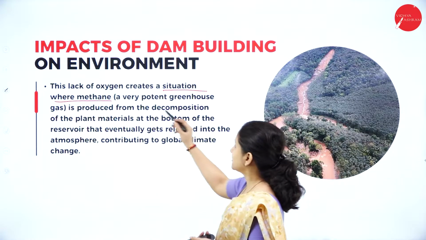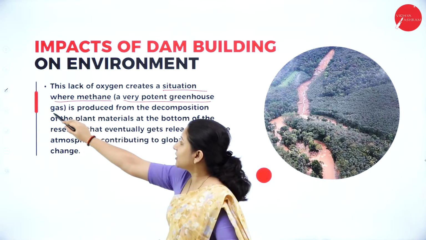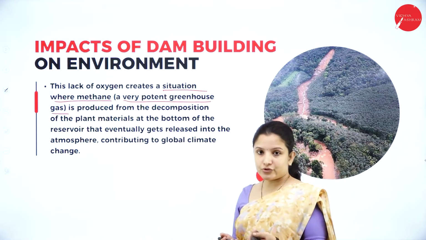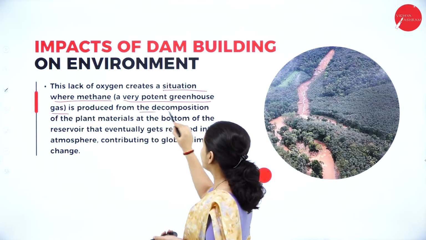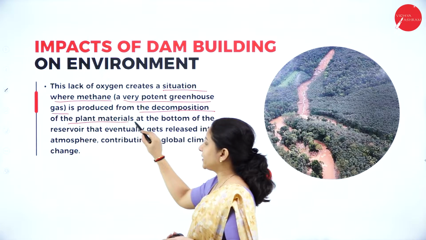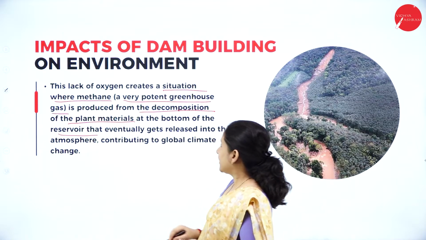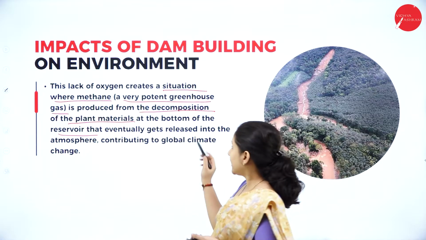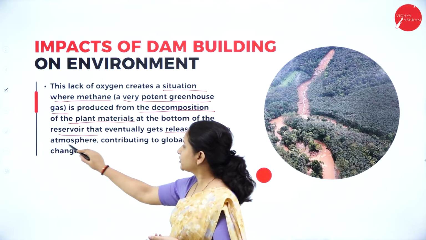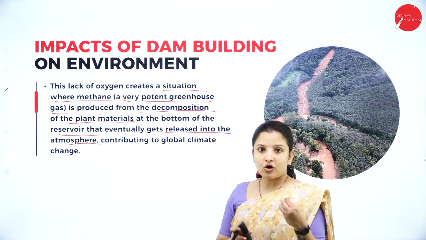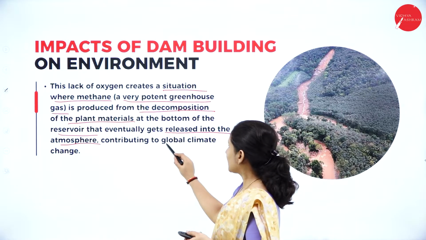So methane, which is a very potent greenhouse gas, usually gets produced because of the decomposition of plant material at the bottom of the stagnant reservoir, and later on it can also get released into the atmosphere, therefore causing a major change in the climate.